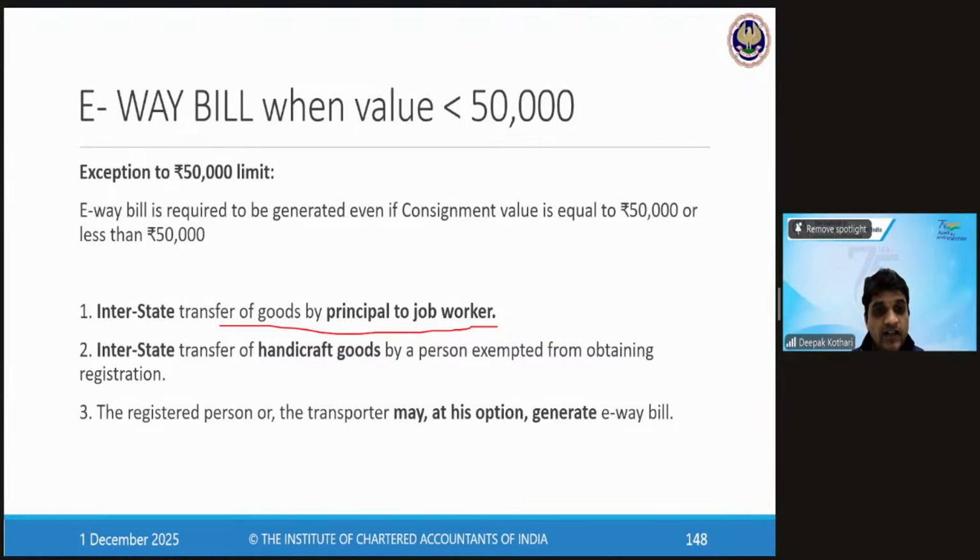Third, a registered person or the transporter may at his option generate an e-way bill, saying that your limit is less than 50,000, we know, but I want to raise an e-way bill. I want to have control on the movement of goods. Yes, voluntarily also, like how you have voluntary registration, voluntary e-way bill compliance you can also do.